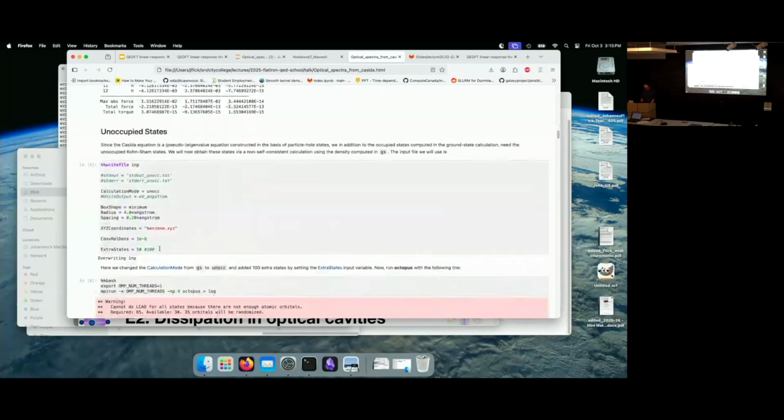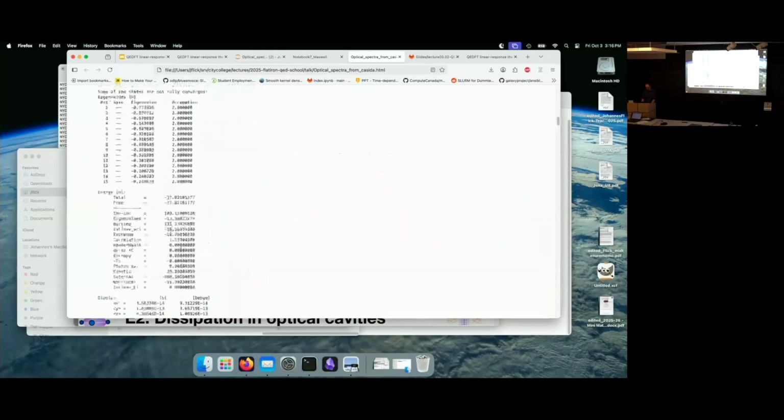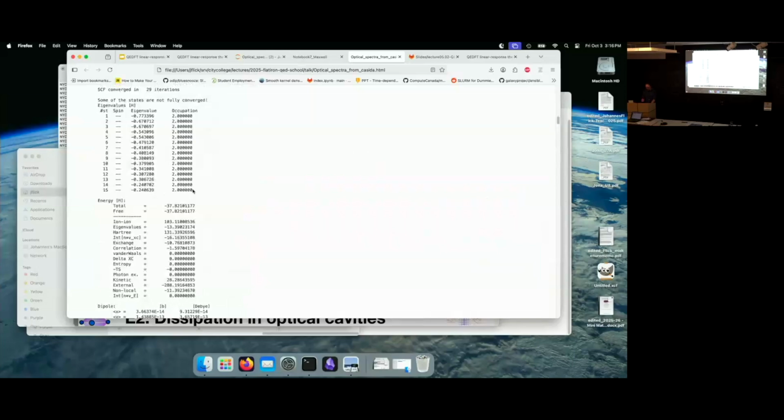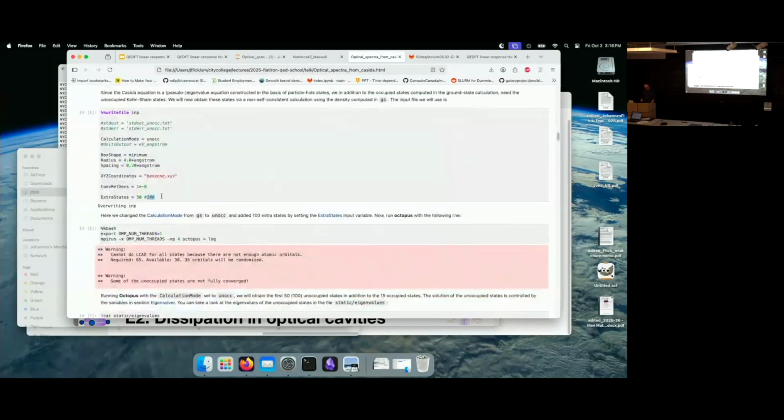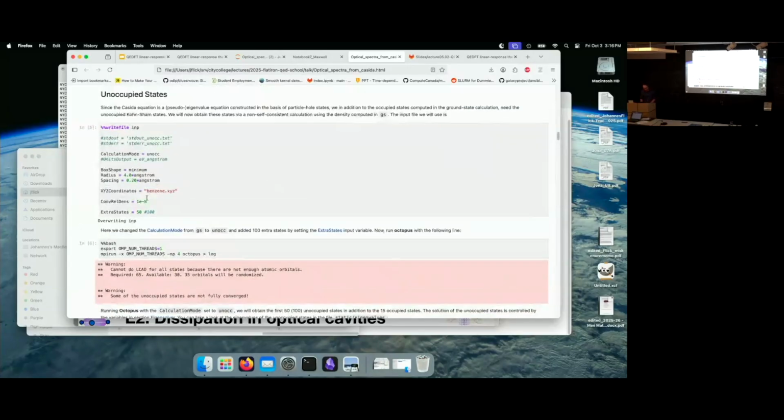So that's one thing here which we already have to mention, what I was mentioning before, the extra states. How many unoccupied states do I want? In Octopus, this is specified by the number of extra states. So what we do here is, you see this molecule has 15 occupied states. They're each doubly occupied. And for unoccupied states, we will use 50. Before we were using 100, but we changed it to 50.